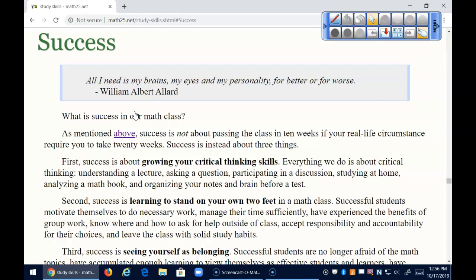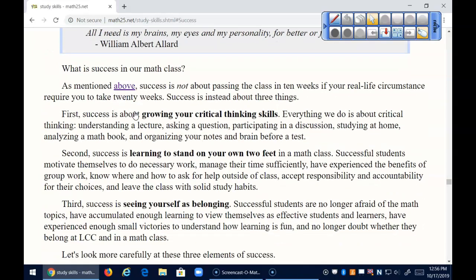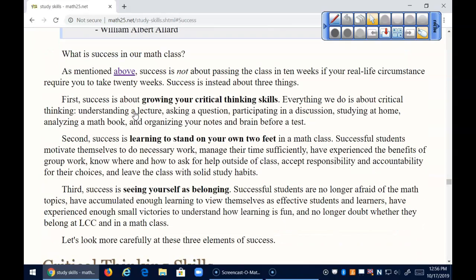So if being done this term isn't actual success, then what is? It's growing your critical thinking skills, learning to stand on your own 2 feet, and seeing yourself as belonging to a group, which, by the way, is another reason we're making food, because eating does something to our brains. It makes us feel bonded.